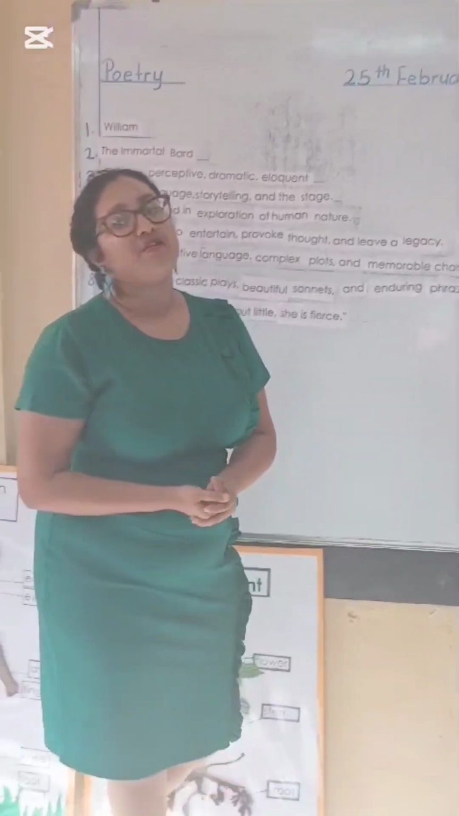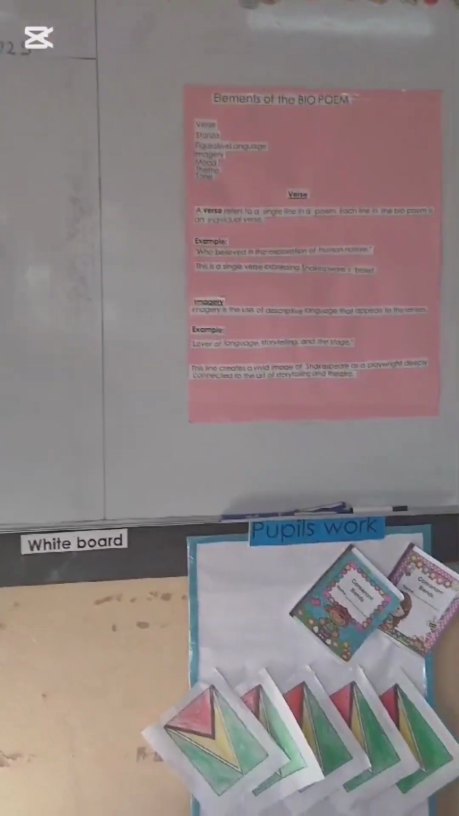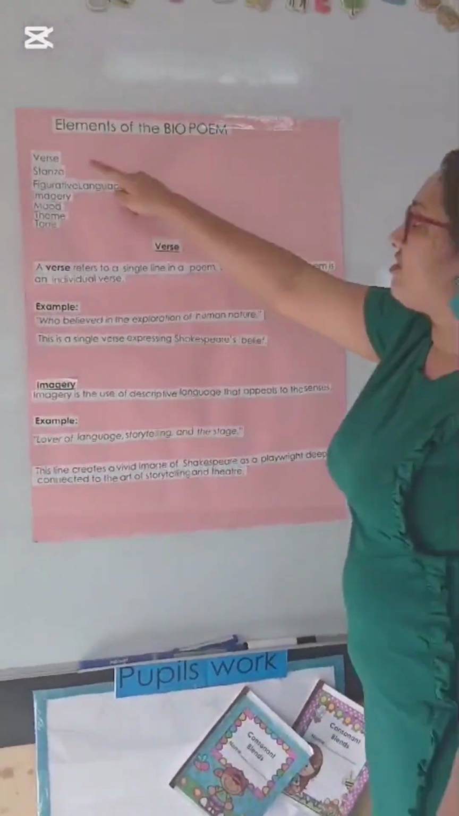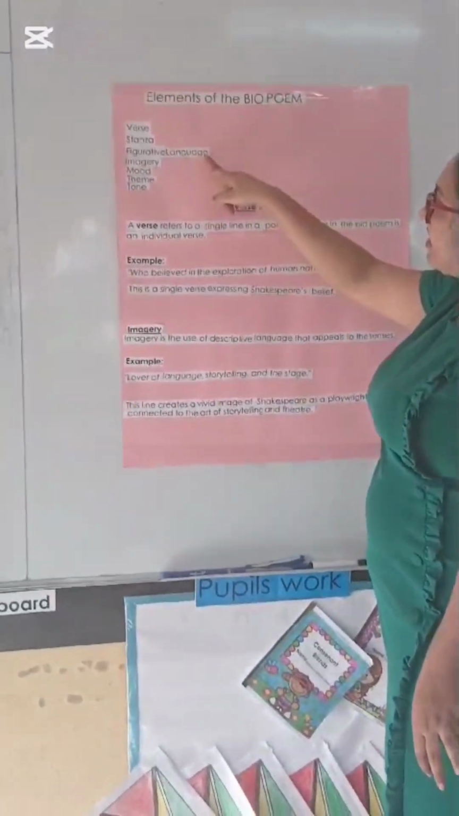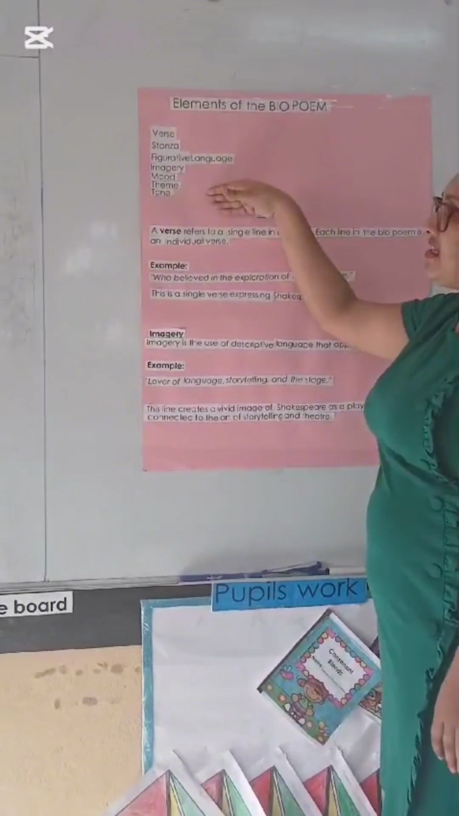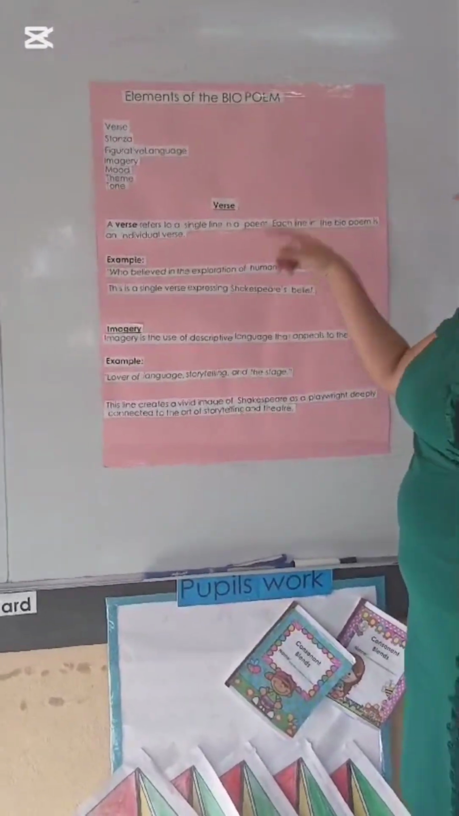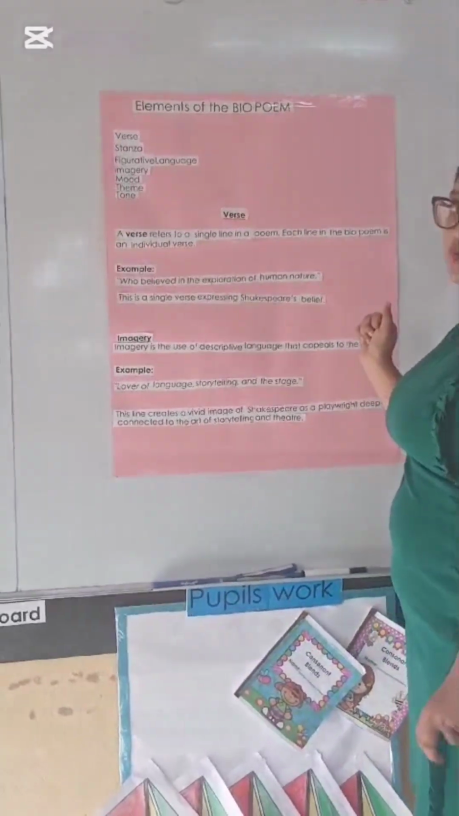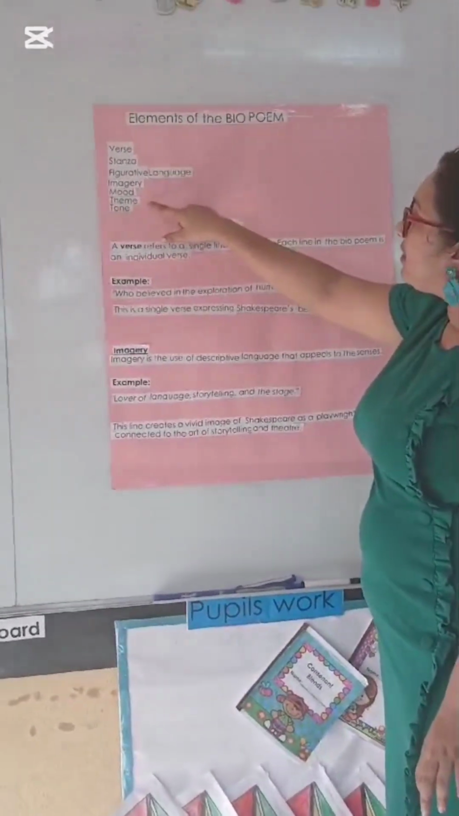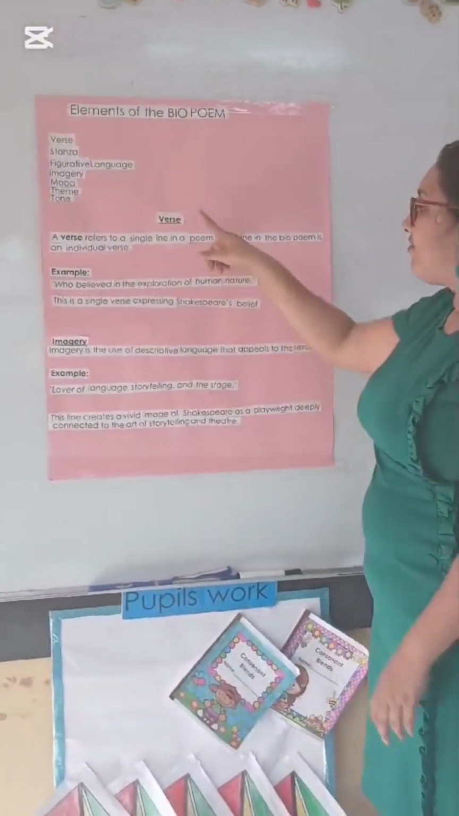So now, boys and girls, we'll be looking at the elements found in this bio-poem. So I have here elements of the bio-poem. I have verse, stanza, figurative language, imagery, mood, theme, and tone. All of these are found in that bio-poem. So today we will be looking at verse and imagery. I want you, for homework, to find out what figurative language, mood, theme, tone, and stanza are. Right?